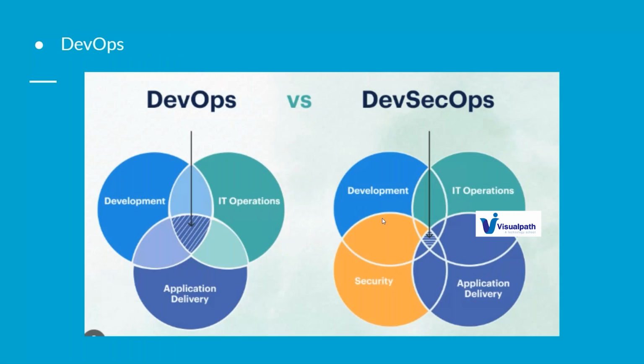Here is a simple image for understanding DevOps versus DevSecOps. In DevOps, we are focusing on development, IT operations, and application delivery. Even when we were going with the DevOps practice, at that time also we were taking care of security. It's not like security is completely new, or that security came into the picture when we started using DevSecOps.